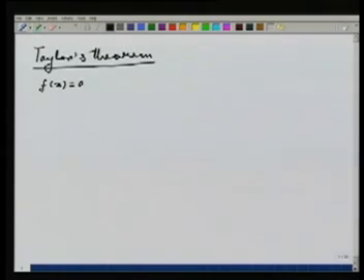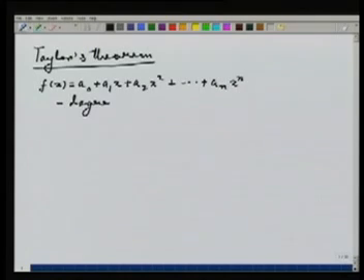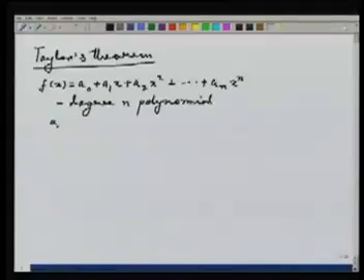Since it's a polynomial, I can write it as a0 plus a1x plus a2x square and so on up to an x to the power n. So this is a degree n polynomial. I also assume that all the coefficients of this polynomial, that is ai's, are all real numbers. So ai belongs to R for 0 less or equal to i less or equal to n.